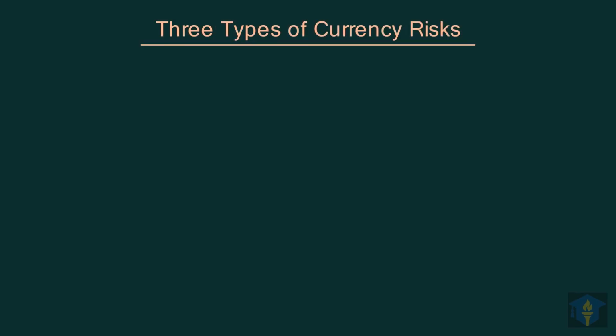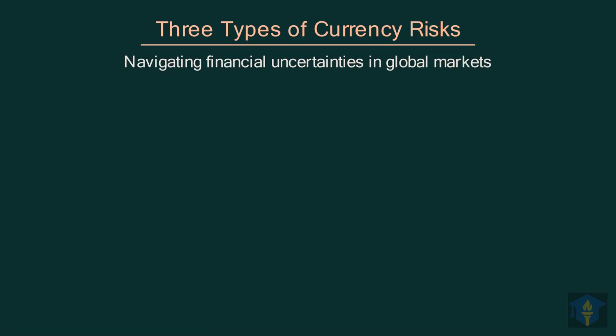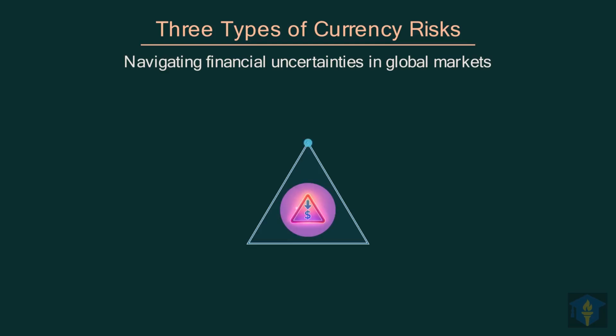Finally, let's explore the three types of currency risks that businesses face in global markets. Understanding these risks is crucial for navigating financial uncertainties in international business. The first risk is exchange rate risk, which affects transaction costs over time.